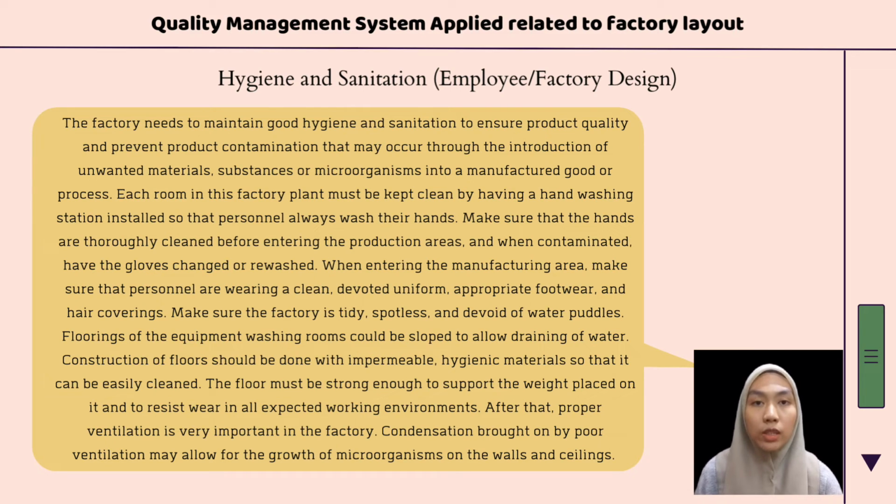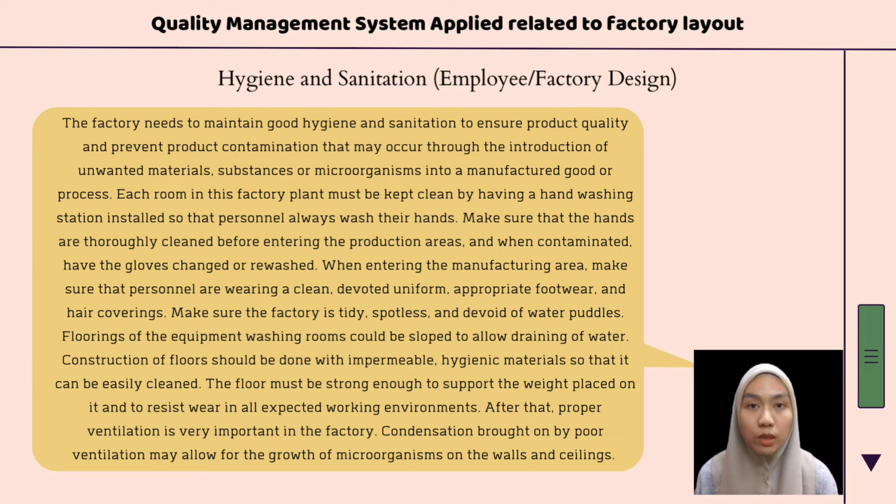Each room in this factory plant must be kept clean by having a hand washing station installed so that personnel always wash their hands. Make sure that the hands are thoroughly cleaned before entering the production areas, and when contaminated, have the gloves changed or rewashed. When entering the manufacturing area, make sure that personnel are wearing a clean, dedicated uniform, appropriate footwear, and hair coverings. Make sure the factory is tidy, spotless, and devoid of water puddles.